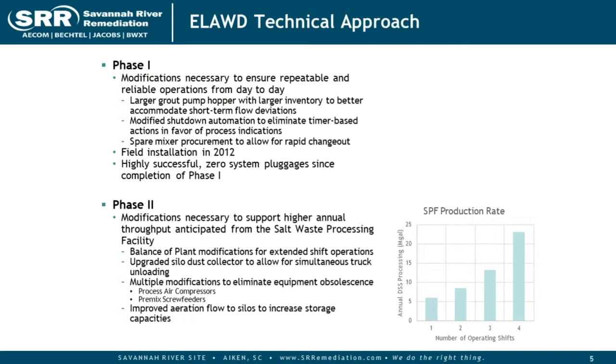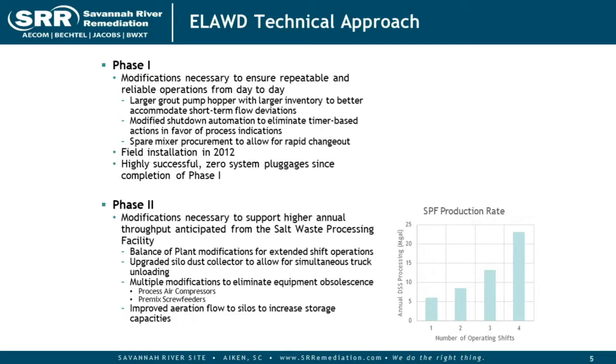We have a density monitor that monitors the density of the product. You'd expect the density to decrease. And so what we implemented were actual process set points to let the control system know when it was an appropriate time to advance to the next part of the shutdown. All of these modifications were field installed in the 2012 timeframe.